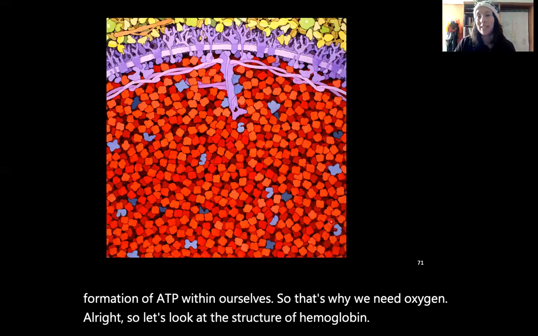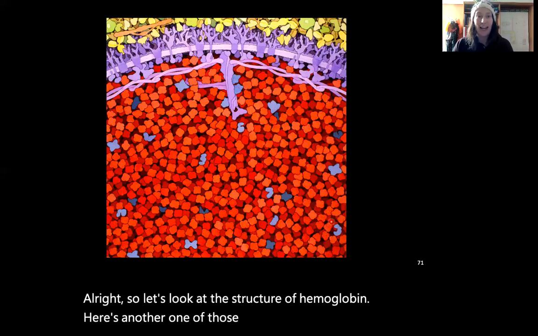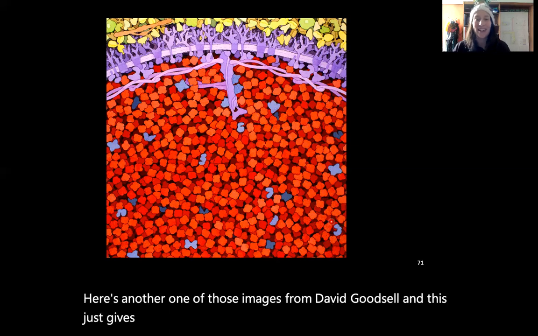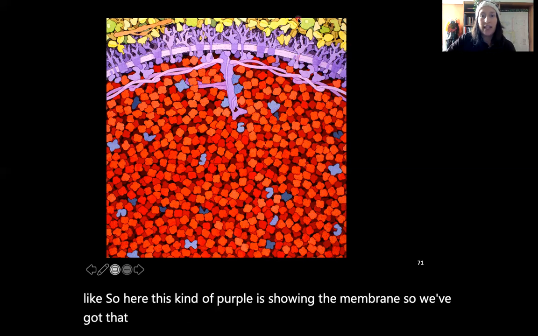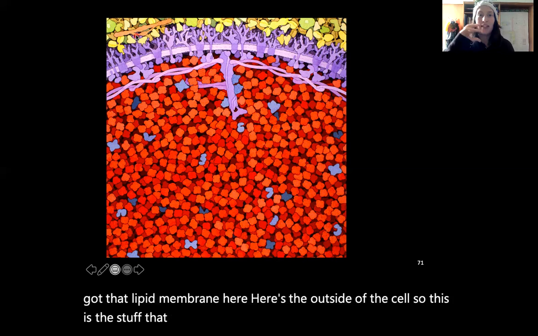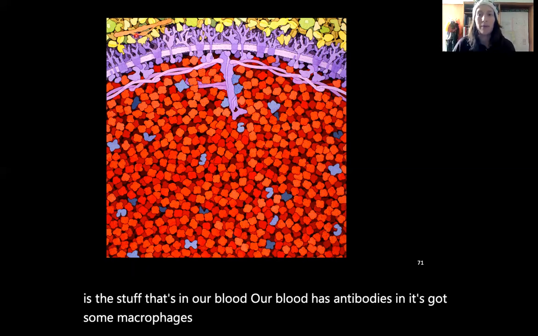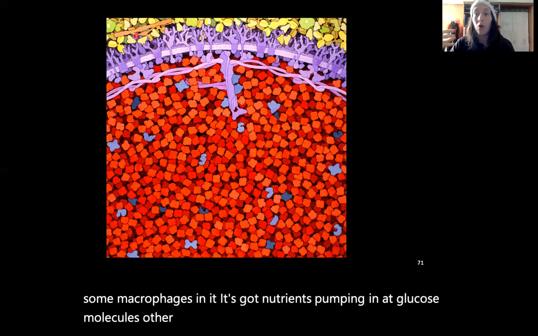Here's another one of those images from David Goodsell, and this just gives you an idea of what a red blood cell really looks like. So here, this purple is showing the membrane. We've got that lipid membrane here. Here's the outside of the cell. So this is the stuff that's in our blood. Our blood has antibodies in it. It's got some macrophages in it. It's got nutrients pumping in it, glucose molecules, other small proteins, hormones, all kinds of stuff is found in our blood.